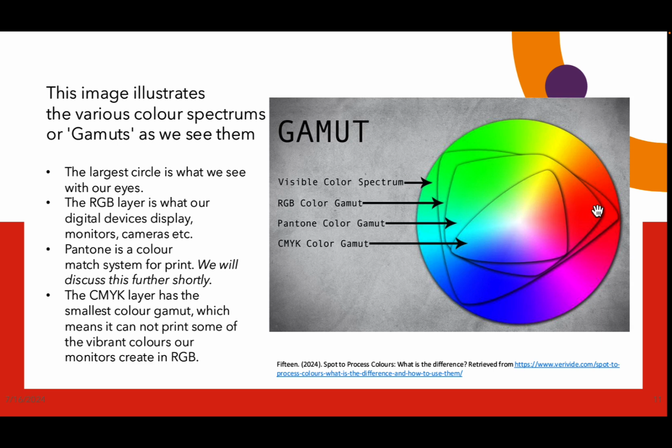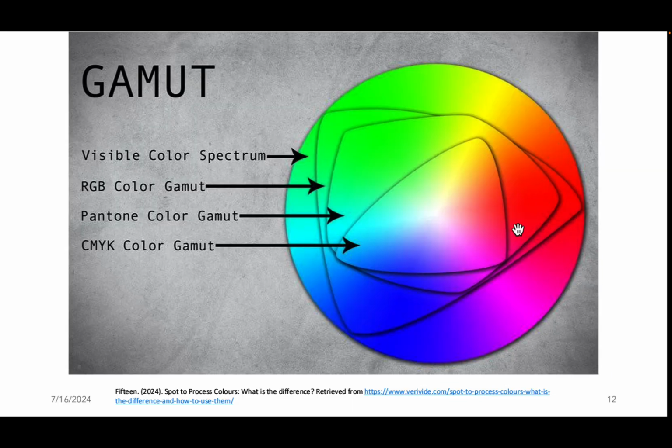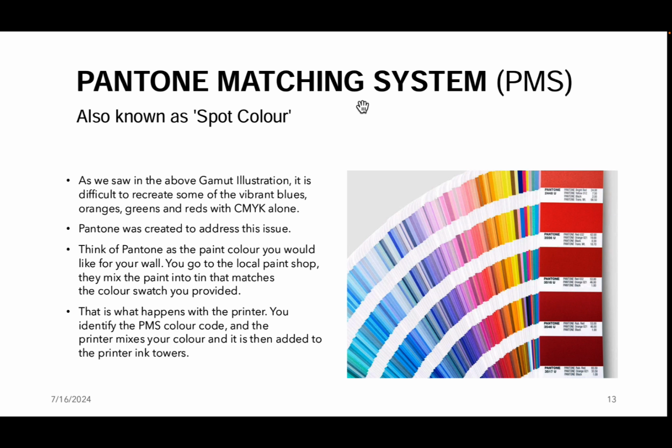So you can get the brighter reds and the oranges that you just can't reproduce simply using CMYK. So again, really super important to understand that these top two layers are subtractive color models. The bottom ones are additive. So again, using light. Your Pantone matching system, this is what a swatch looks like.